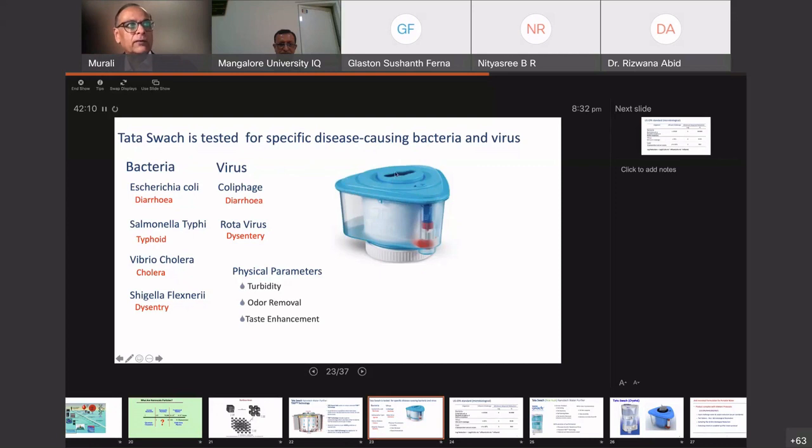And this particular water purifier could treat all kinds of organic pathogens, bacteria, typhoid, viruses, and so on and so forth. But it could also remove turbidity, odor removal, and taste enhancement. And one of the fun experiments that I used to do when I used to demonstrate this purifier to schools is, if you just take a bottle of Coca-Cola and pour it through the Tata Swatch, it'll come out clean.